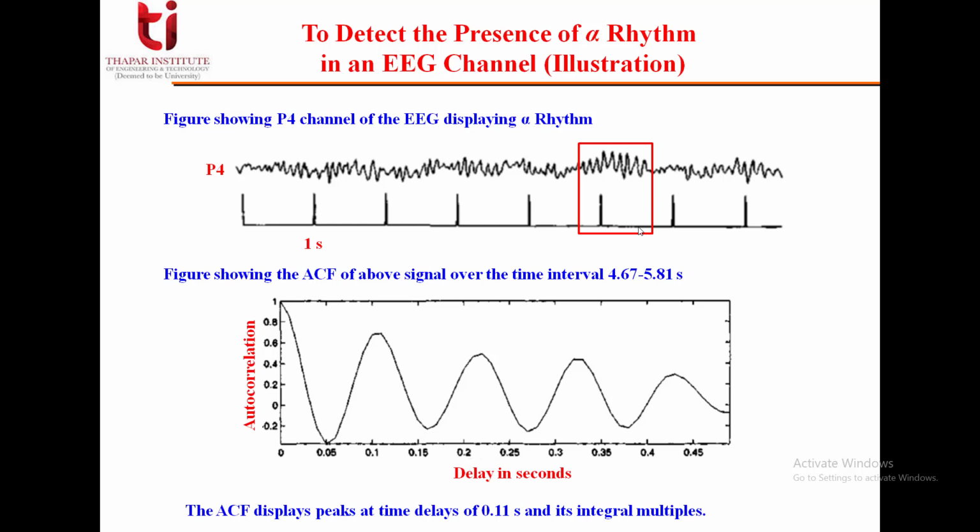So it is showing the autocorrelation function, and because we want to look for alpha rhythm, we should know that alpha frequencies are mostly in the range of 7 to 12 hertz. So the alpha wave or alpha rhythm has a frequency in the range of 7 to 12 hertz. We can see, typically at 0.11 second, in this interval it is displaying the peak, and also at its integral multiples.